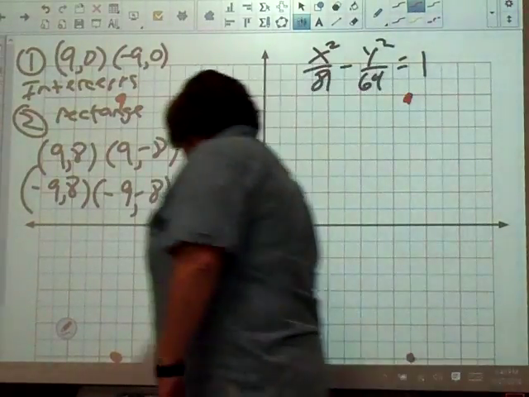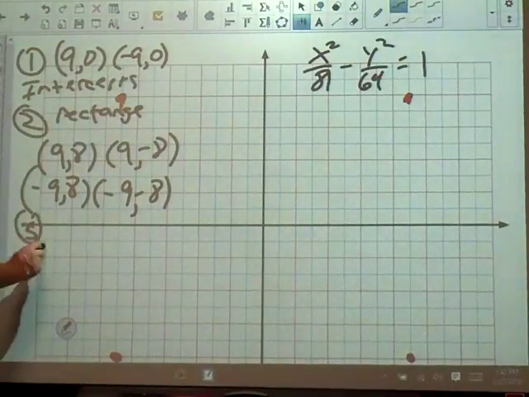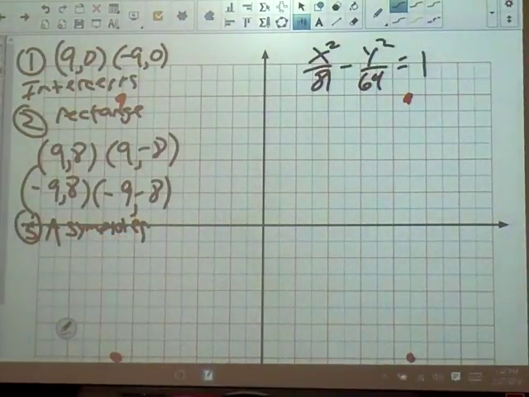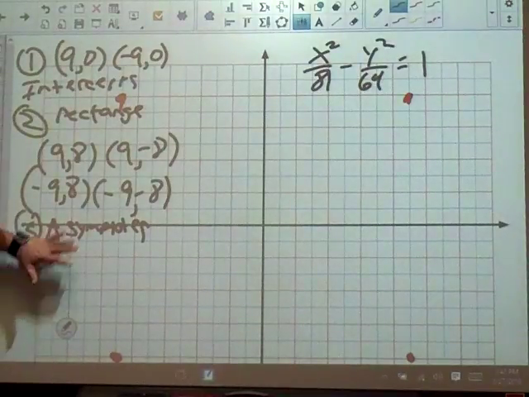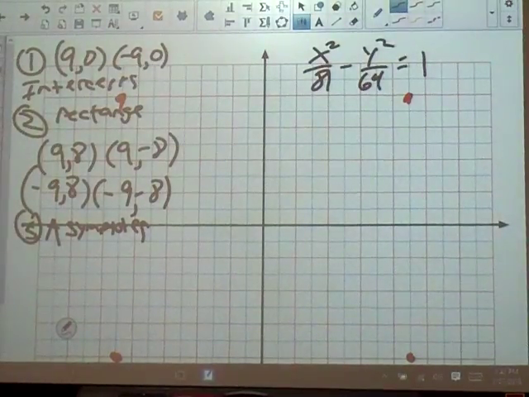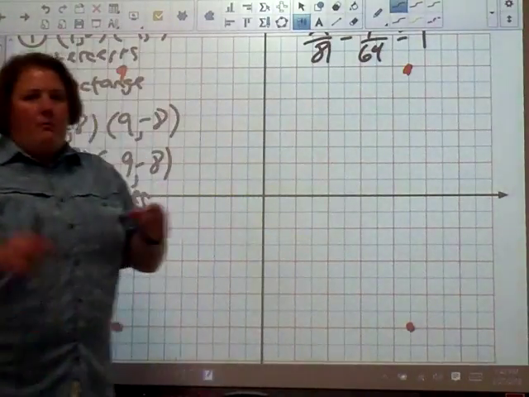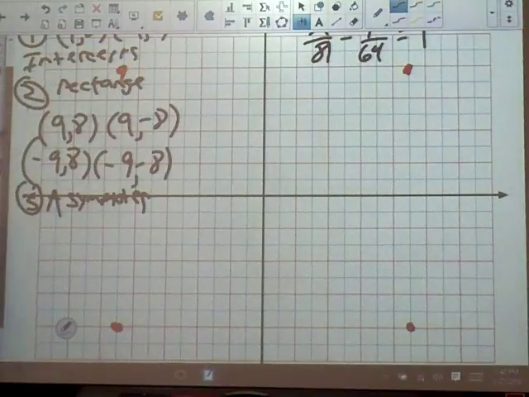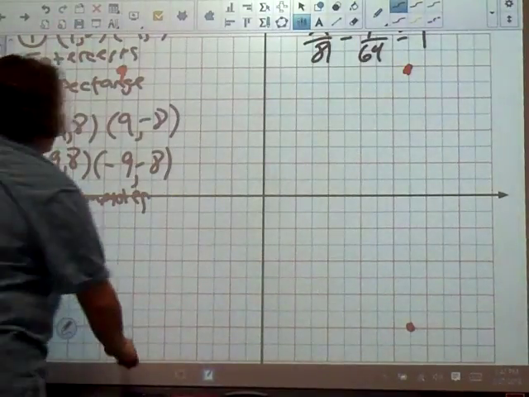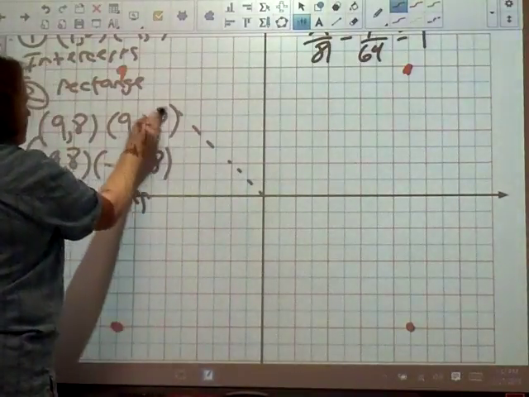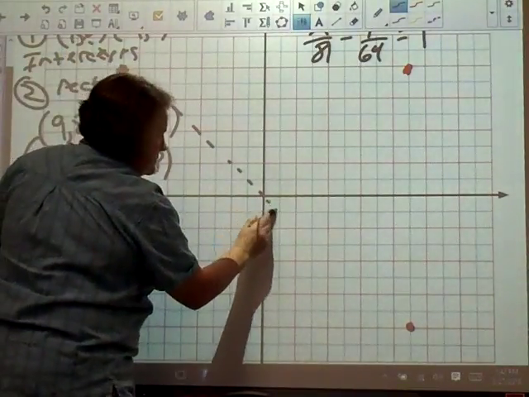Step 3 is going to be the asymptotes. The asymptotes are the diagonals of your rectangle. So that's why I needed those points, so I would know where I'm drawing the diagonals. Now when you draw your diagonals, don't draw point to point. You need them to extend. So extend them through both of those. I'm going to go in segments, so I'm trying to keep them close.